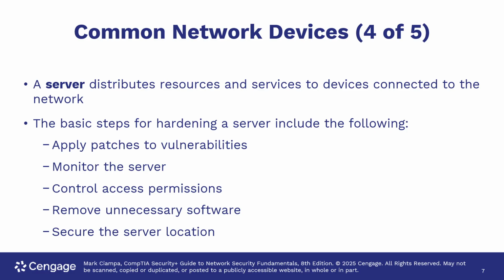So the routers can protect against devices that imitate another computer's IP address, and this defense is called anti-spoofing. Now, on the network, you're going to have another computer that's going to be sitting by itself giving out information. That's a server. It distributes resources and services to devices connected to the network. That'd be like a web server, your DNS server, database server, whatever the case may be.